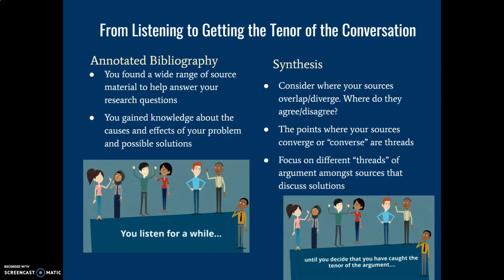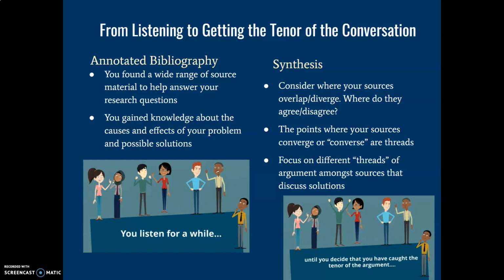So the annotated bibliography is where you found a wide range of source material to help answer your problem solution research questions. So you should have found sources that help you answer questions like what causes the problem, what are the effects of the problem on students or staff or faculty, depending on the problem you're investigating. And you should have found several sources that start to explore possible ways to solve or help the problem. Now you're ready to start synthesizing what the sources say.